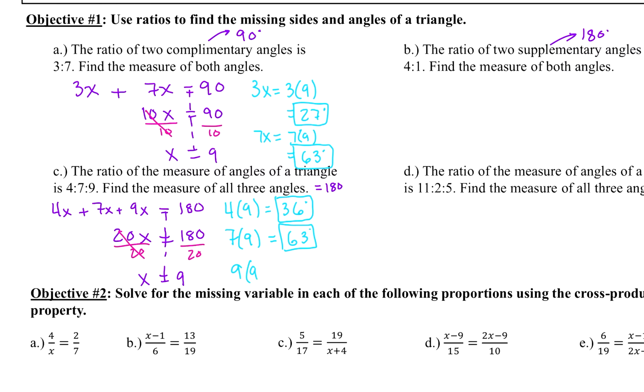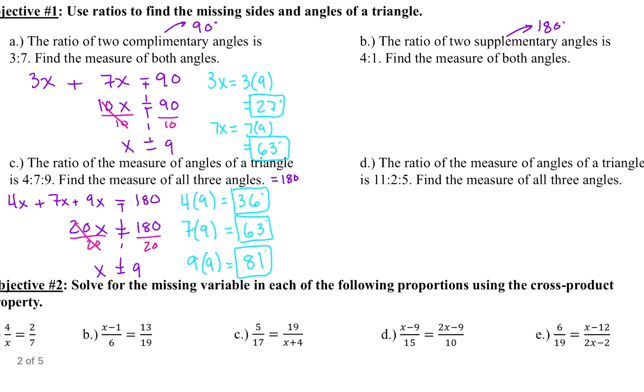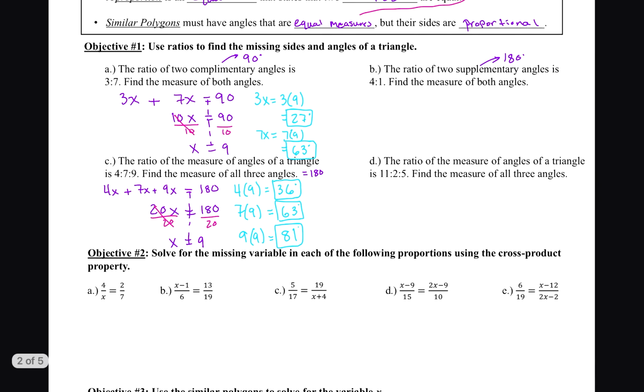And last, we got the 9x, which is 9 times 9 now, and we get 81 degrees. And we could double check that if we add that up, we'd get 180, and we do. So part D, you can see, is a very similar question. The ratio is 11 to 2 to 5. Find all three measures. Again, I will leave that for you to try on your own.